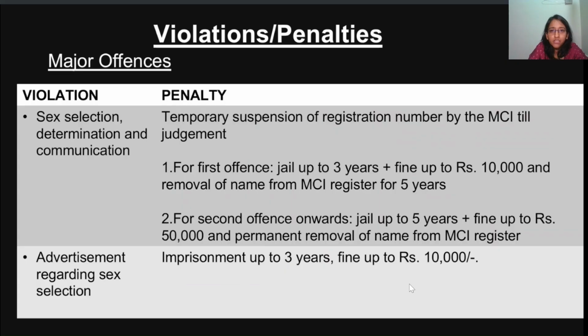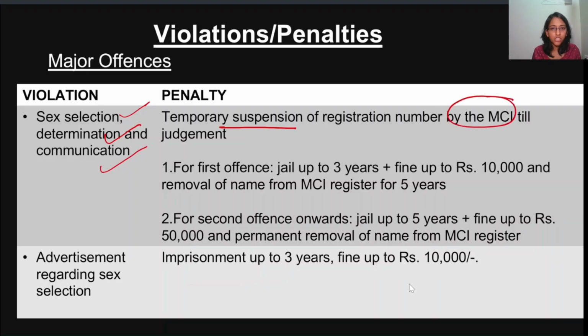Coming to the major offenses. The legislature states that sex determination should not be done. So if sex determination is done, then it's a major offense. For sex selection, determination and communication of the same, if it is known to be done, there is temporary suspension of registration of the doctor under the MCI.